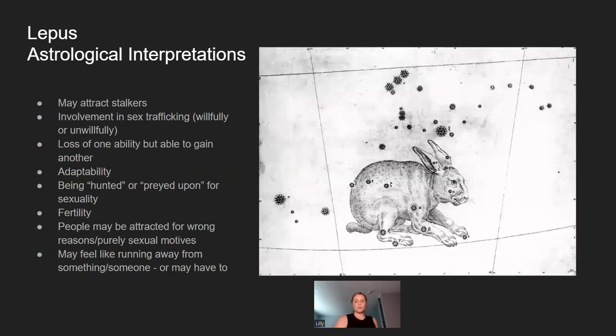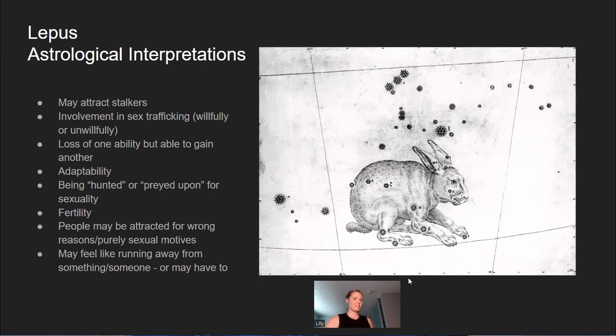So if we want to look at this, I hate that it says Ryan when I'm saying Orion, but whatever. All right, so Lepus, astrological interpretations may attract stalkers. So if somebody has these star alignments, they may attract stalkers, may be involved in sex trafficking willfully or unwillfully, like they may be a victim of it, or they might end up recruiting other people.